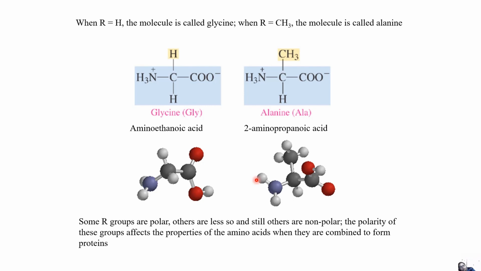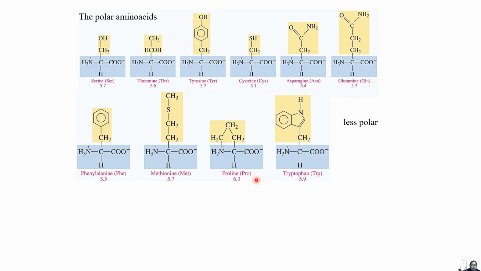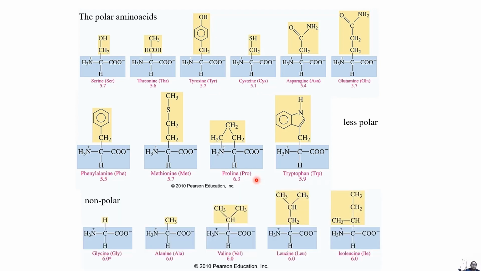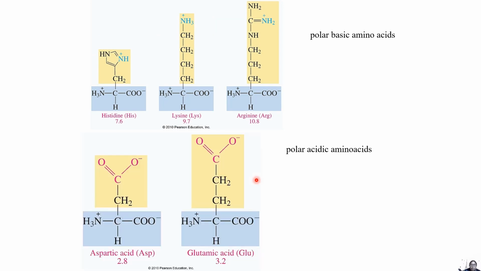Some R groups can be polar, some can be less polar, and some can be non-polar. The polarity of these groups will affect the properties of the amino acids when they are combined to form proteins. Now these are the polar amino acids. If you can see, all of these structures are pretty much polar. Then we have the comparatively less polar, and then we have the comparatively non-polar amino acids over here. These are also polar amino acids. They are polar acidic amino acids, glutamic acid and aspartic acid.